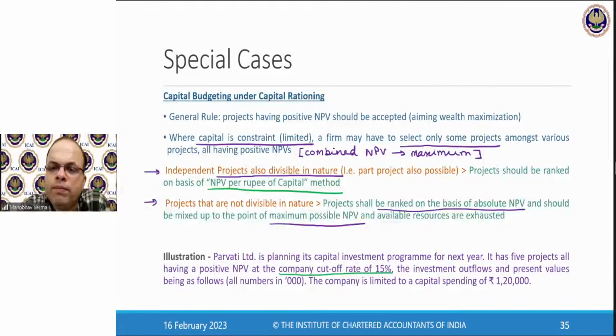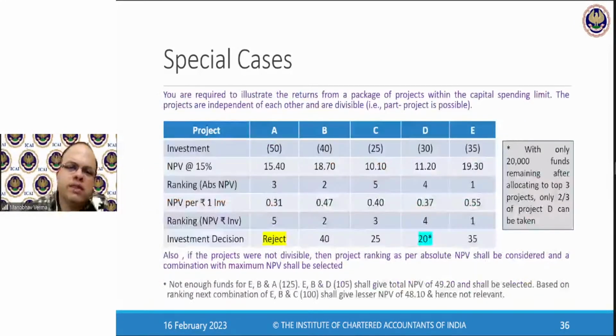Investment outflows and present values are given to us in thousands. The company is limited to a capital spending of 1,20,000. That means we fall under the scenario where my capital is limited, which generally would be the case. It's more of a capital rationing case. So let's see what the projects are here.